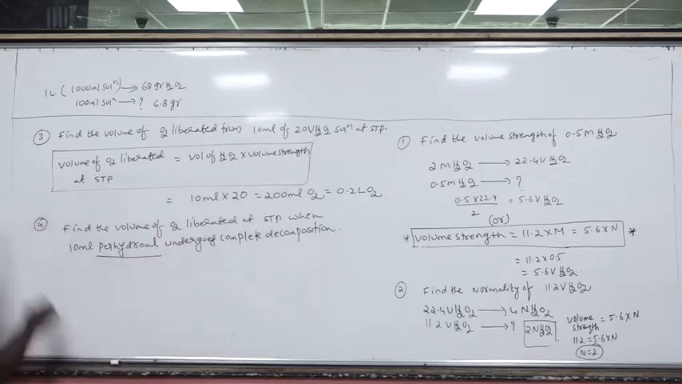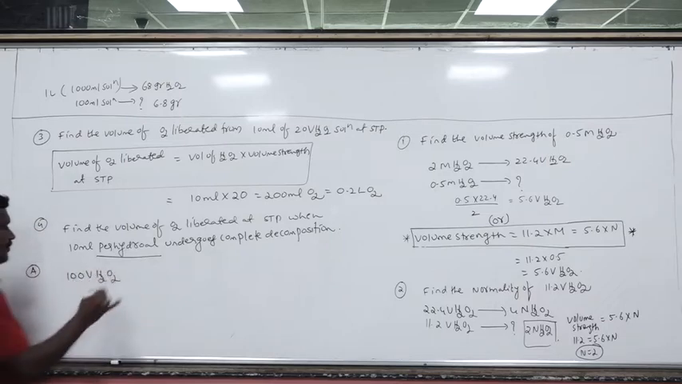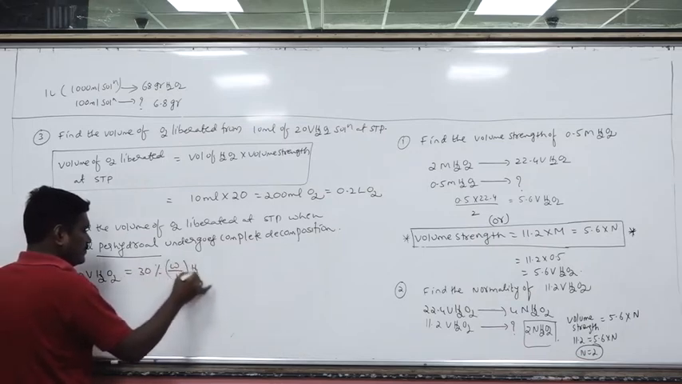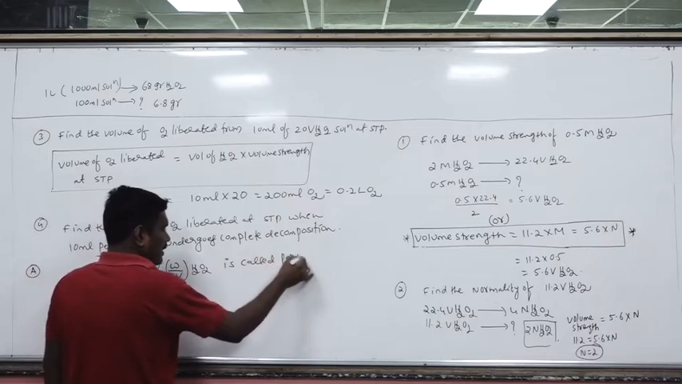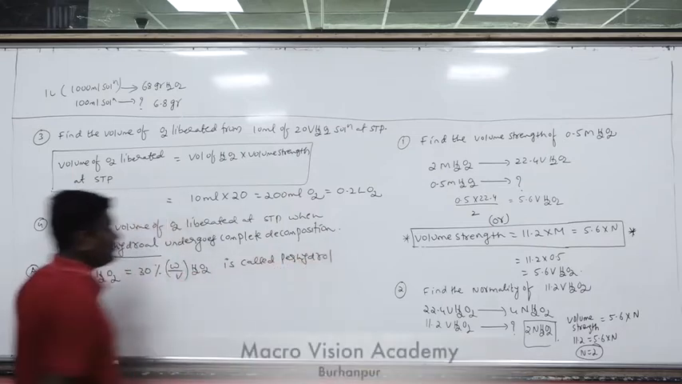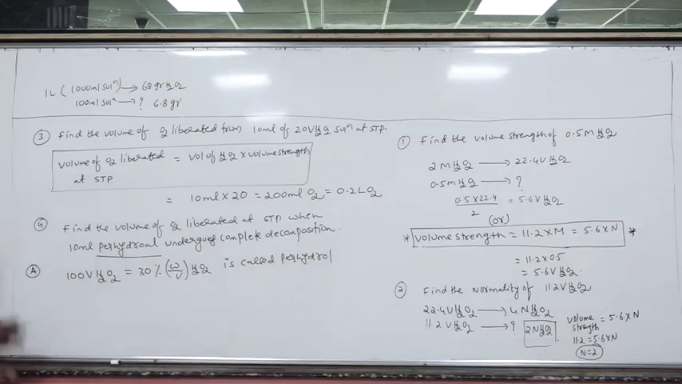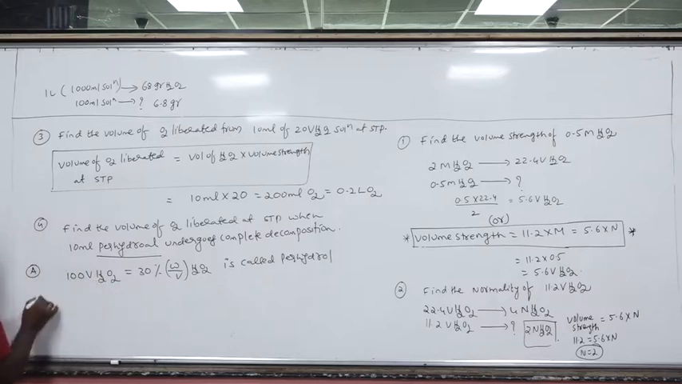What is the meaning of perhydrol? First of all, 100 volume strength of H2O2, or nearly 30% W by V H2O2 solution, is called perhydrol. This is very important. So indirectly, perhydrol means what is the volume strength of H2O2? 100 volume. Okay, now direct formula is there.